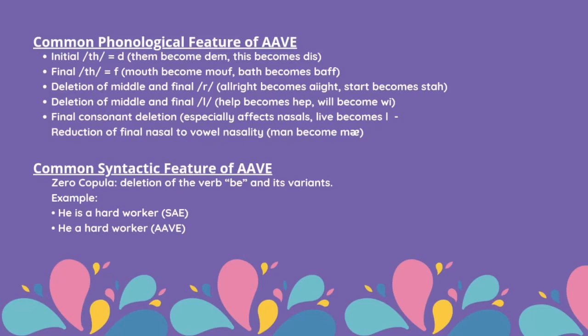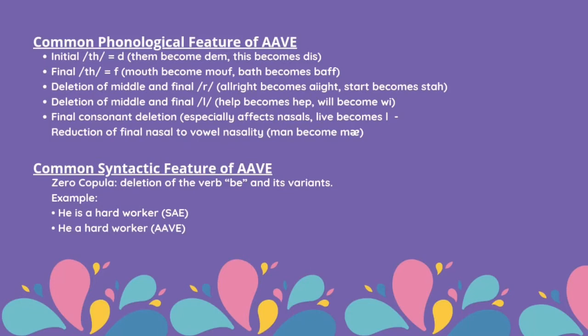Common phonological features of AAVE. The initial th sound becomes a d sound. Them becomes dem. This becomes dis. The final th sound becomes an f sound. So mouth becomes mouf and path becomes paf. Deletion of middle and final R. Alright becomes aight. Start becomes stat.